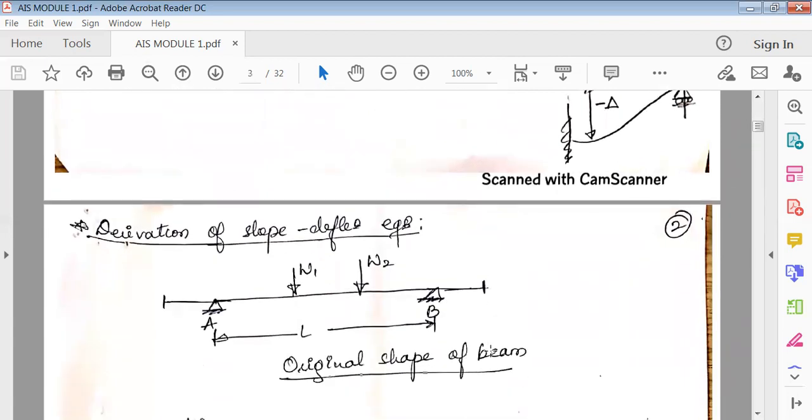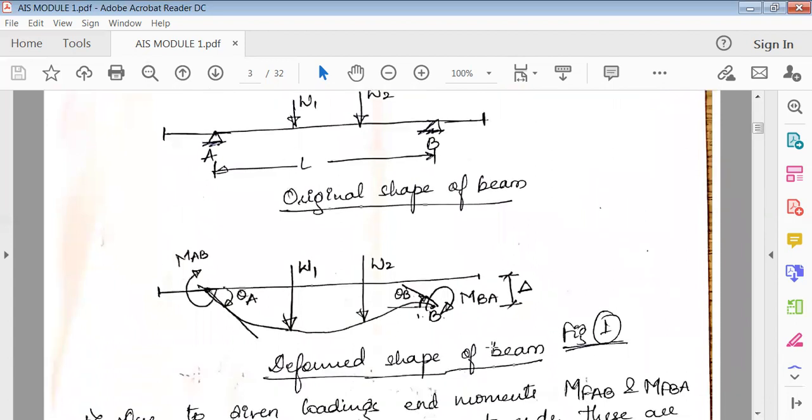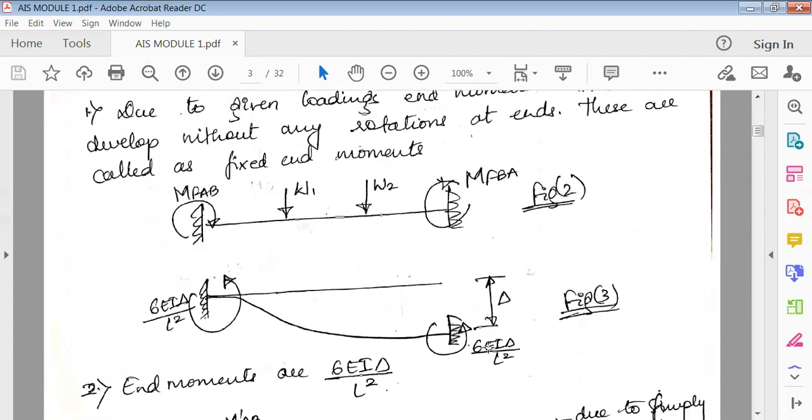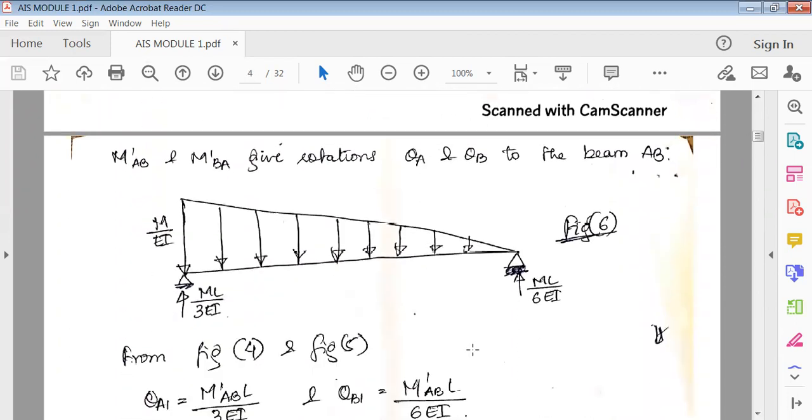After this, we have the derivation of the slope deflection equation. Actually, the derivation is not that important for you. What you'll have to understand here are the final equations we'll be considering.